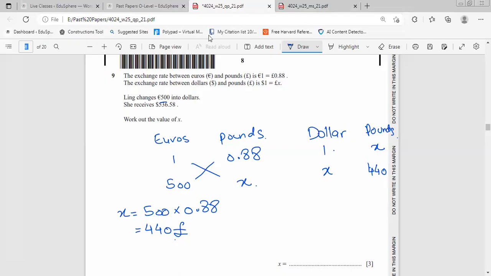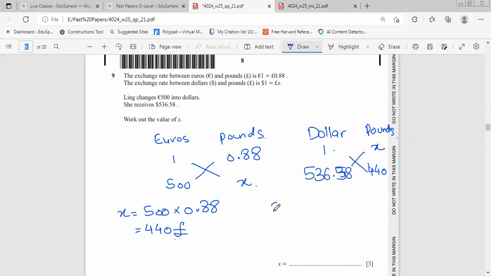So let me just quickly find it out. Okay. She receives actually these many dollars. So I mistakenly wrote the dollars here like this, so I'm going to subtract. The dollars she receives is 536.58. Now I'm going to take a cross multiplication.